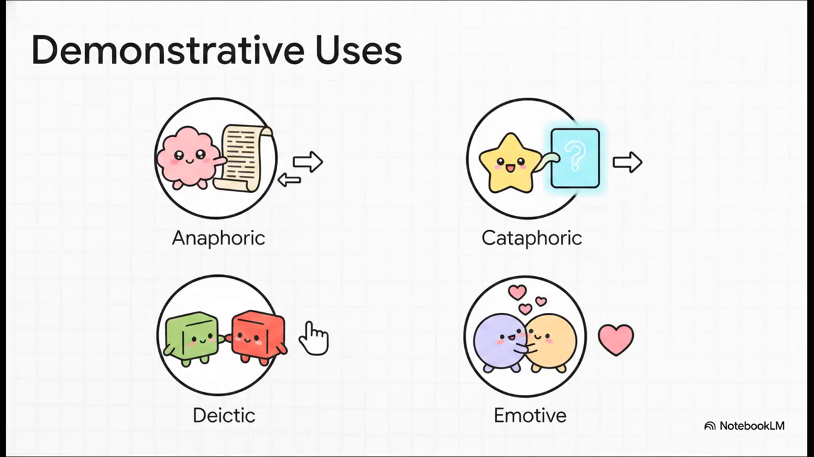And we absolutely have to talk about demonstrative pronouns. This, that, these, those. These are absolute multifunctional powerhouses. They can act anaphorically, referring backward in a text, or cataphorically, pointing forward. They can be deictic, literally pointing to a physical object in the room. But my favorite part is that they actually have an emotive use.